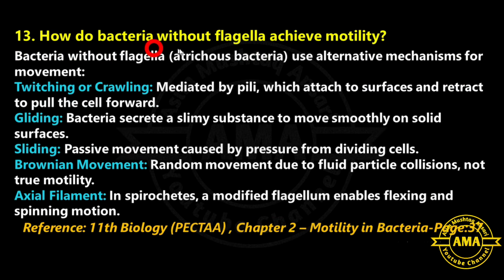Next is: how do bacteria without flagella achieve motility? Bacteria without flagella, atrichous bacteria, use alternative mechanisms for movement. Twitching or crawling, mediated by pili, which attach to surfaces and retract to pull the cell forward. Gliding: bacteria secrete a slimy substance to move smoothly on solid surfaces. Sliding: passive movement caused by pressure from dividing cells. Brownian movement: random movements due to collisions with fluid particles, not true motility. Axial filament: in spirochetes, a modified flagellum enables flexing and spinning motion.